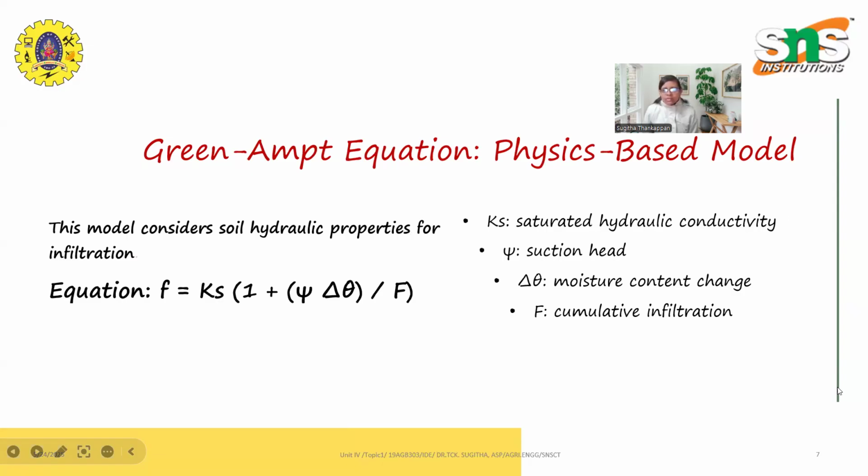So the equation goes like this: f equals Ks into 1 plus psi delta theta divided by F. What is this psi? That is the suction head, and Ks is the saturated hydraulic conductivity, and this delta theta is the change in the moisture content, and F is the cumulative infiltration. So each equation has its own merits as well as demerits.